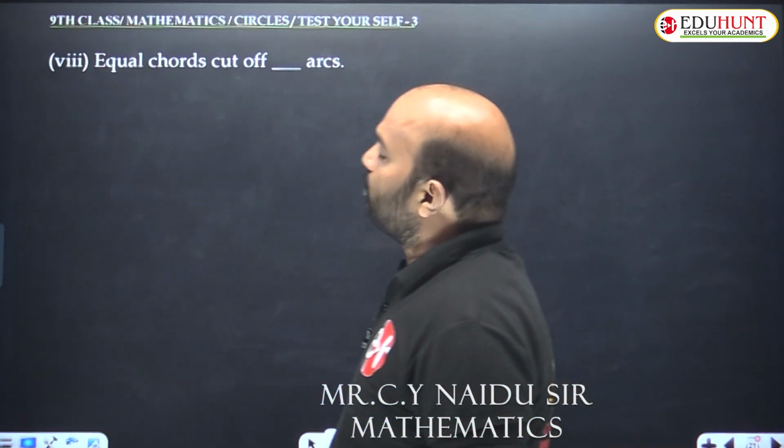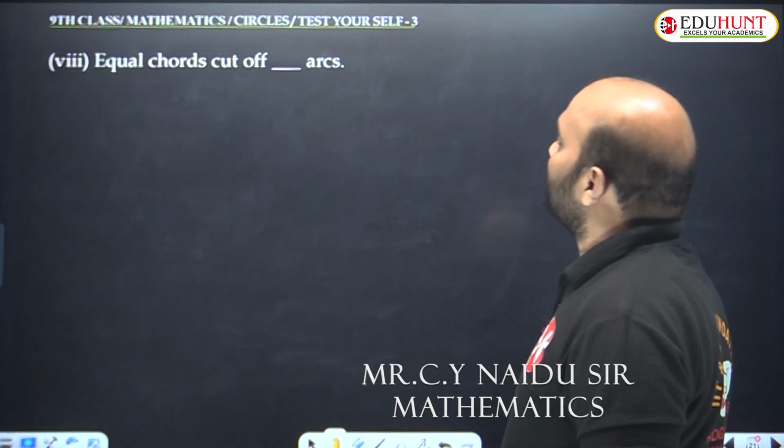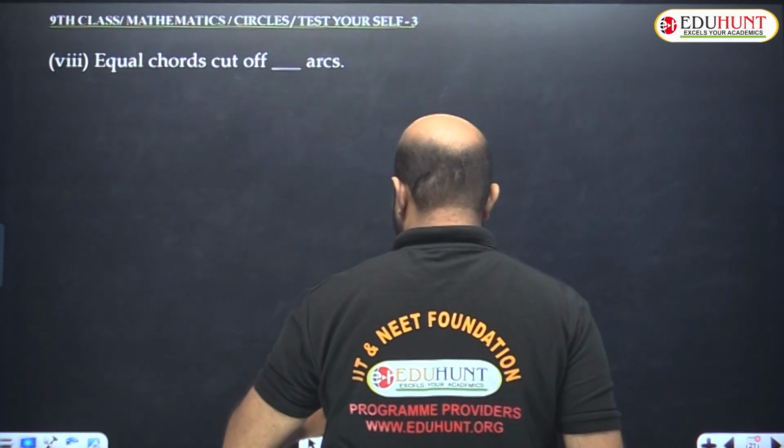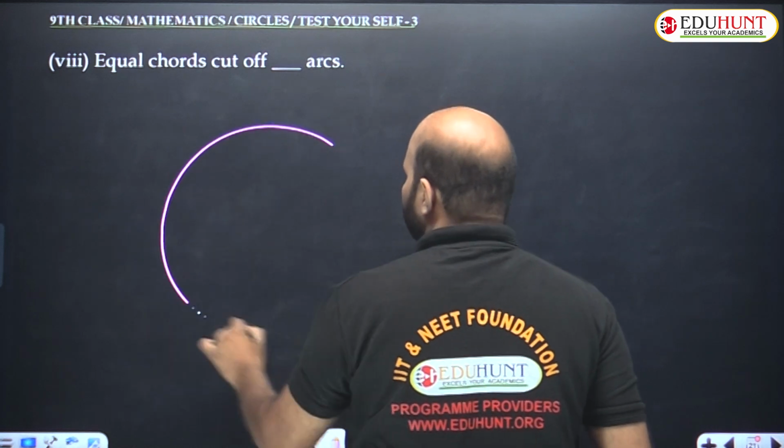So let's go to Roman number 8. Equal chords cut off dash arcs. Equal chords cut off dash arcs. So let us draw the circle. This is a circle, center O.